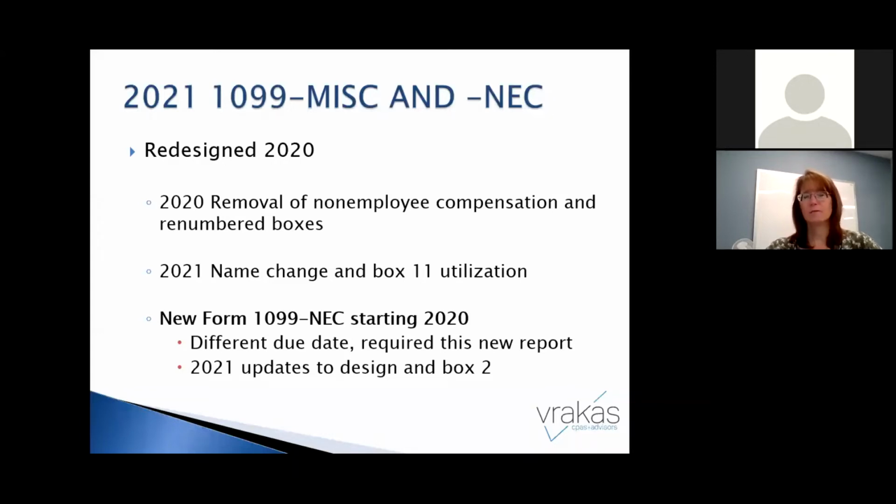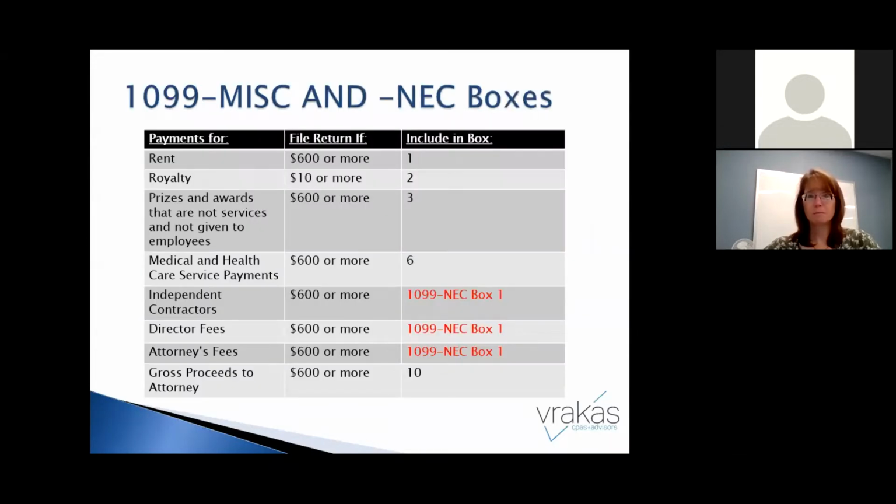It no longer says miscellaneous income, it says miscellaneous information, so that everybody's aware you're just reporting the information to the IRS. And then they created box 11, which was blank in the previous year. This year, they put something in there. And for the NEC, which started in 2020, they did a slight adjustment as well. They made it smaller, and they have another new box, box 2. And we will see that in a moment.